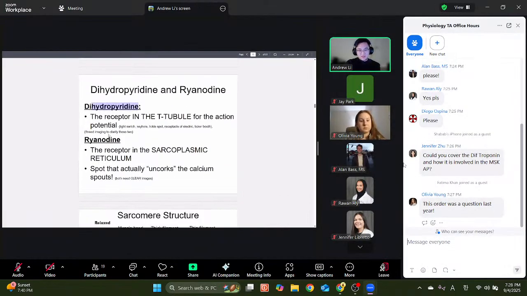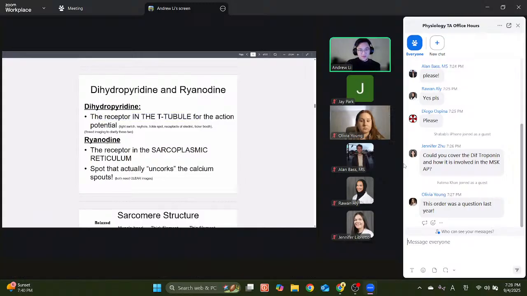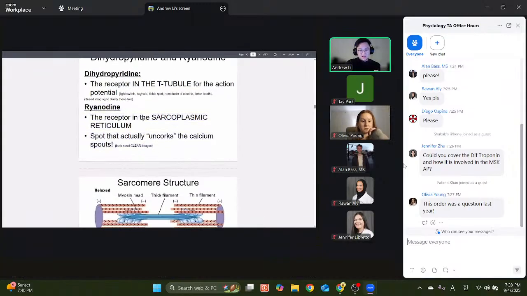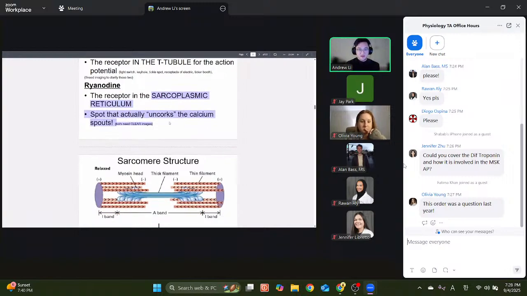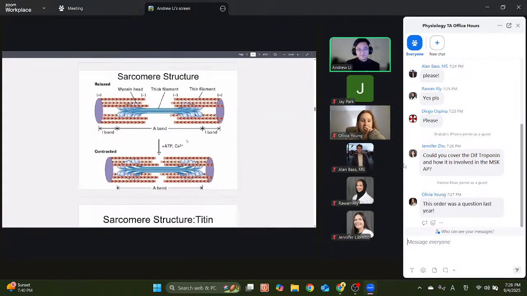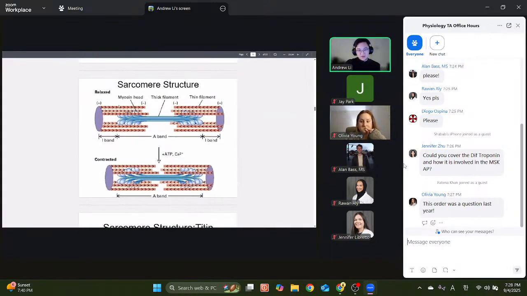So yeah, this one is first, dihydropyridine. It's the receptor in the T-tubule that allows the action potential to propagate. And ryanodine is the receptor on the sarcoplasmic reticulum. This is where your calcium is stored, and it actually causes the calcium to be released and cause the muscle contraction. So that's the general structure of how the muscle works.